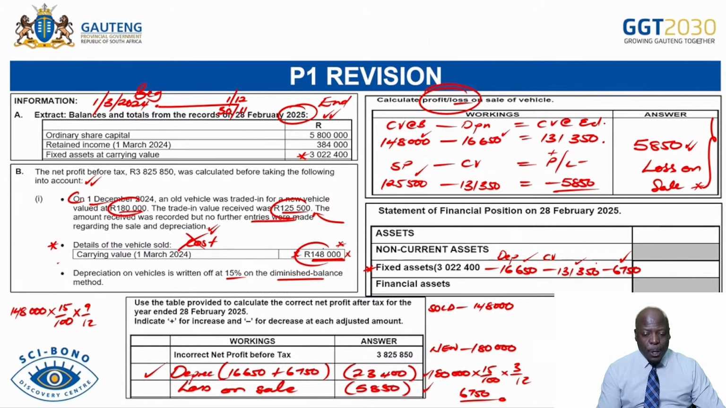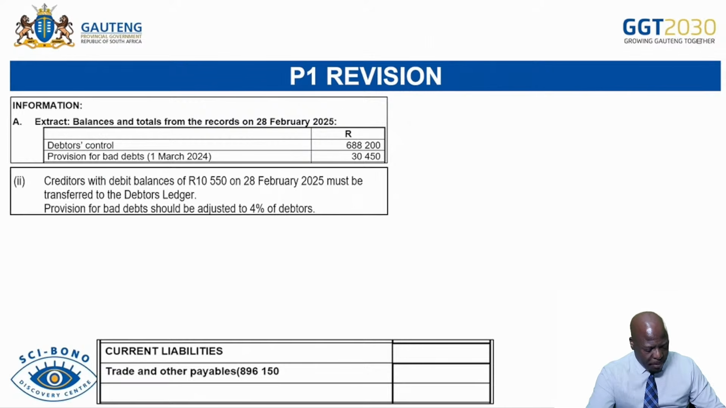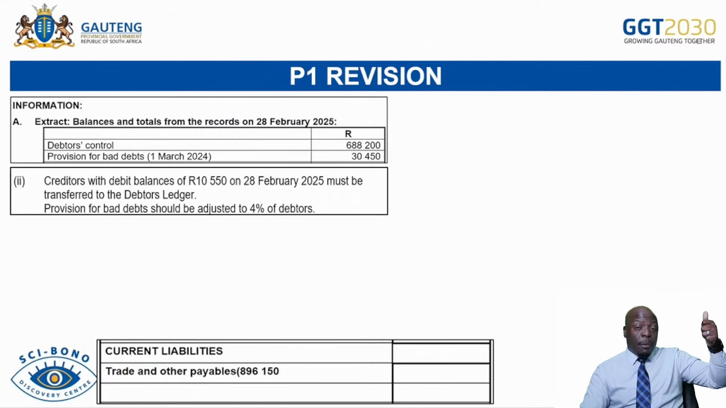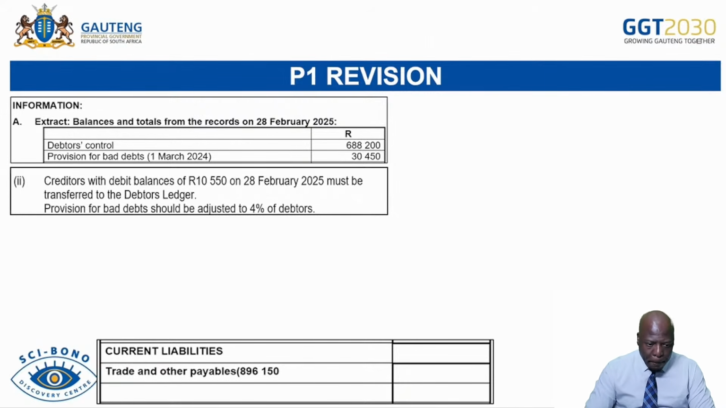Okay, I hope you're good. Let's move on to the next adjustment. The next adjustment reads as follows. We have debtors control, provision for bad debts, and then we have information number 2 there. So you can see I started with information number 1, now I'm in information number 2. I'm going to keep going down with the information until I get to the very end.